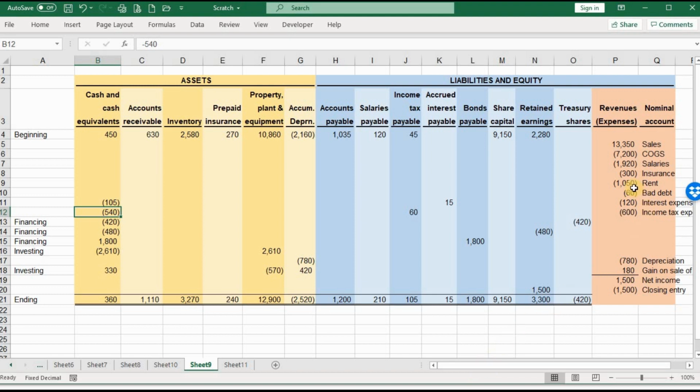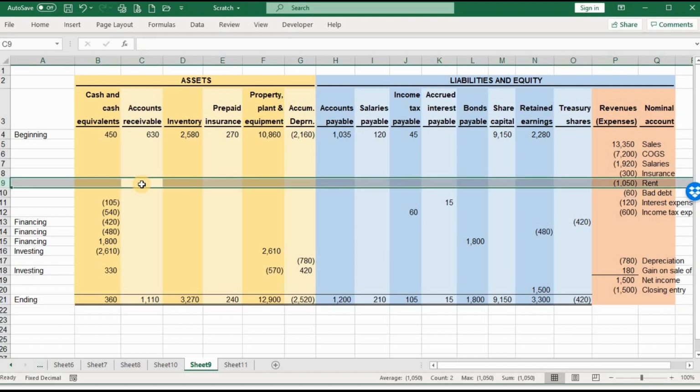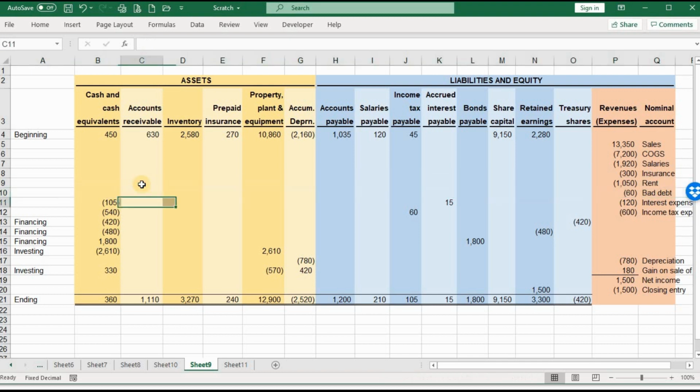Now for the bad debts, the bad debt is 60 pesos and the related account is the accounts receivable, since this is a write-off. However, bad debts is a non-cash transaction, which means there is no related inflow or outflow when bad debt is recorded. So the negative 60 on the right side must have a corresponding negative 60 on the left side, and that will be under the accounts receivable column. So now both sides are equal.